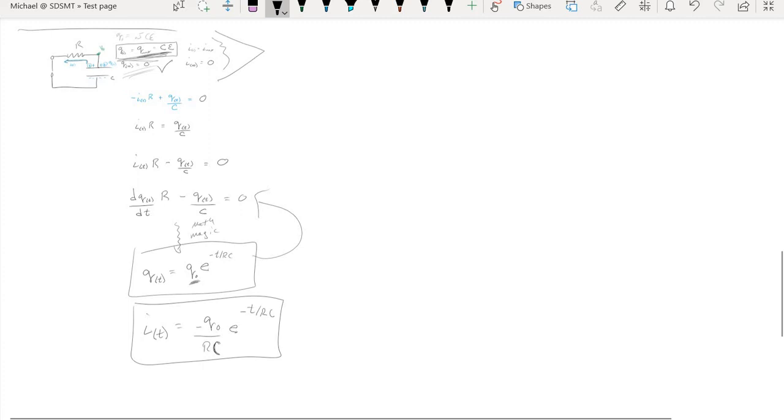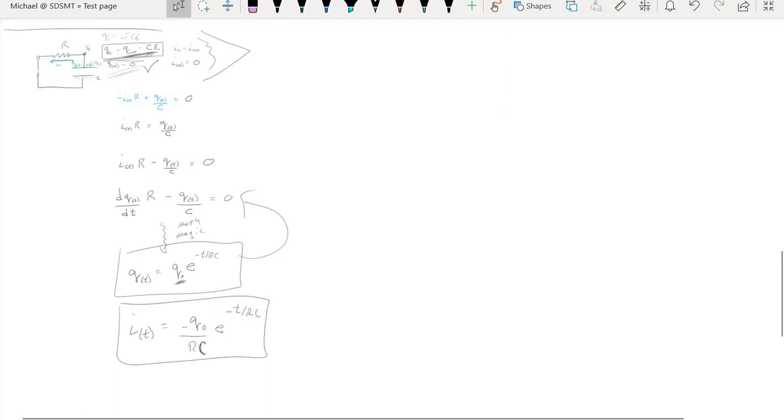If we let the time go for very long, if we let the time go to infinity, we were saying that the current should go to 0. So if we let t go to infinity, e to the negative infinity is 0, and so our current is 0.